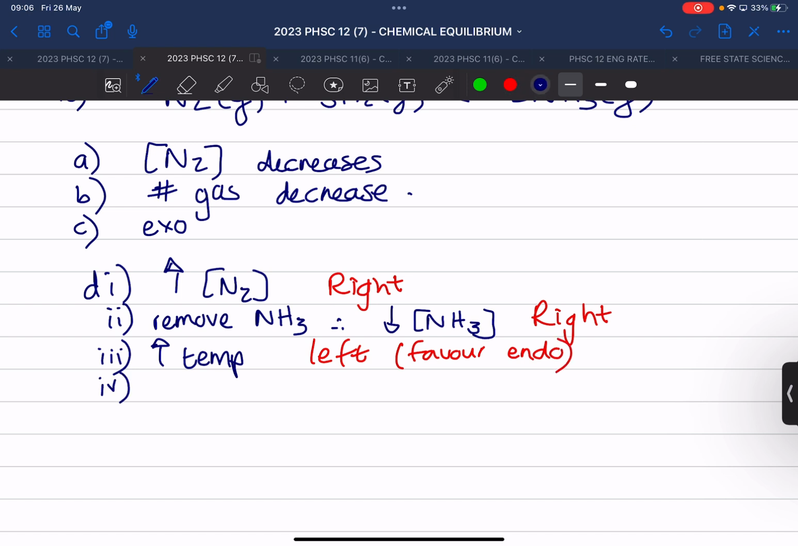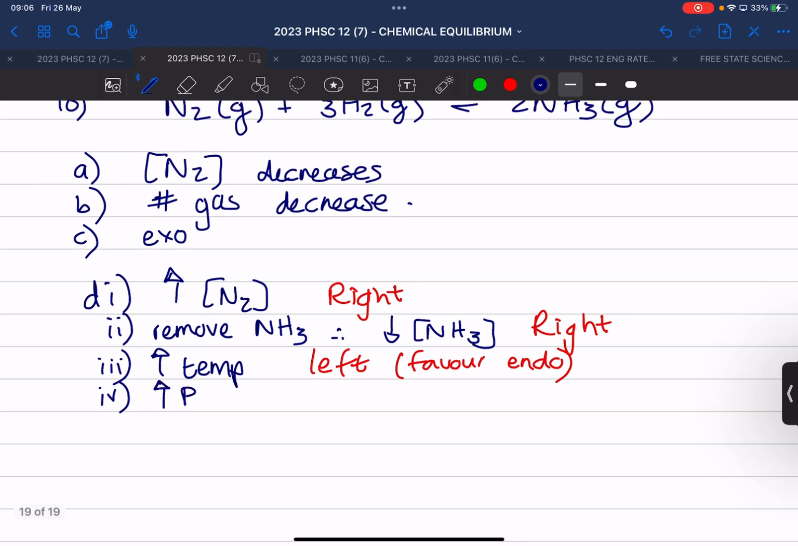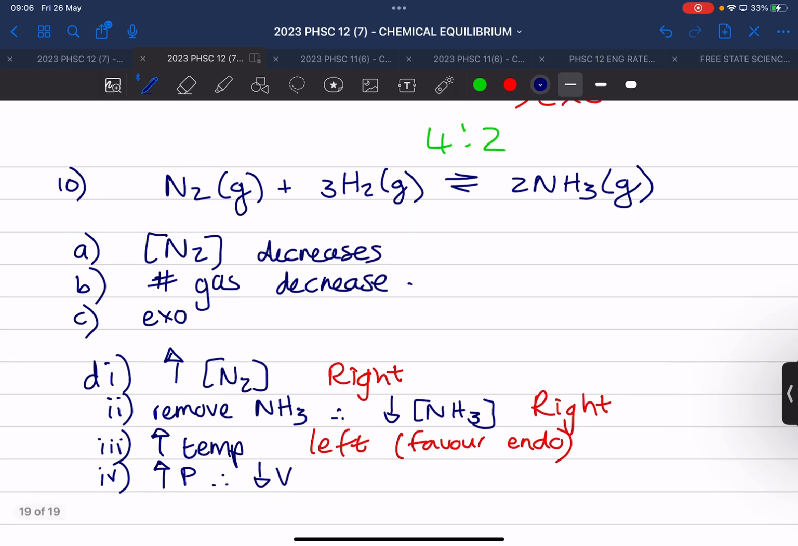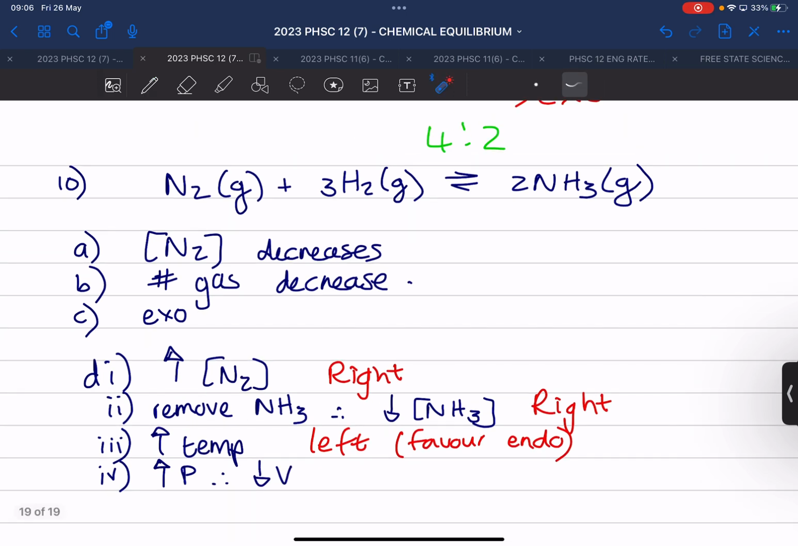Number 4, they ask, what happens if you increase the pressure on the system? Increase in pressure means we decrease the volume. Decrease the volume means it favors the one with the lower moles. So is it going to go to the right or the left? The right.